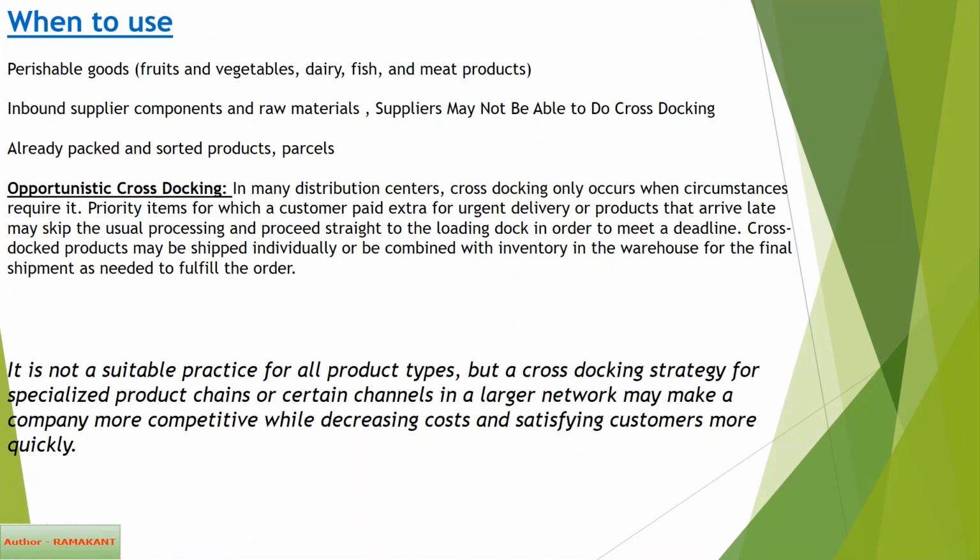So these are some examples where we can use cross docking. It could be a scenario where a customer has placed an order with same day delivery. In those cases, we can skip the storage activities and directly send the parcel once it is received at the distribution center. This is opportunistic cross docking.